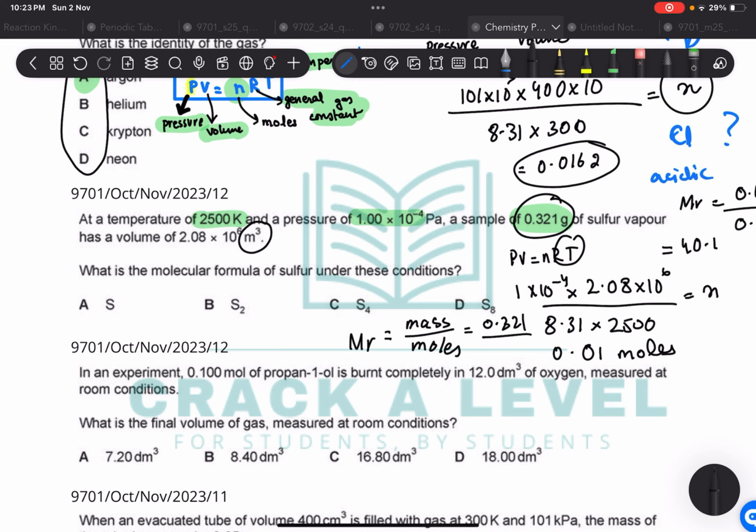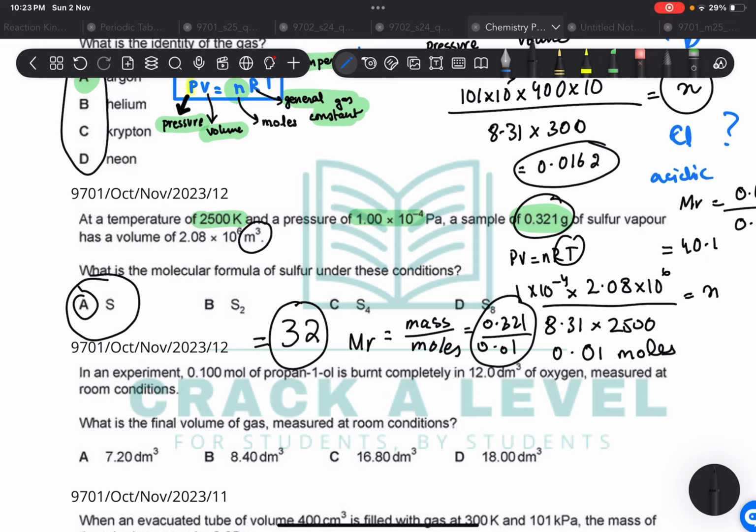My moles is simply 0.01. Let's find out what I get. So 0.321 divided by my answer. If you solve this with me, it comes out to be 32. And 32 is simply the MR of 1 sulfur. So it's going to be option number A.